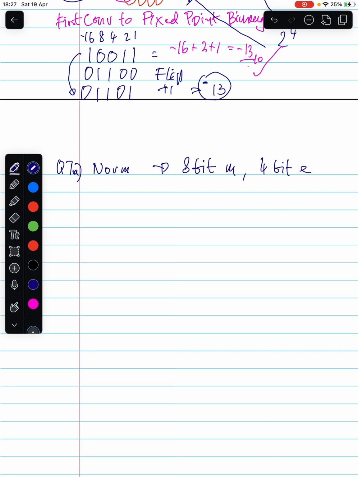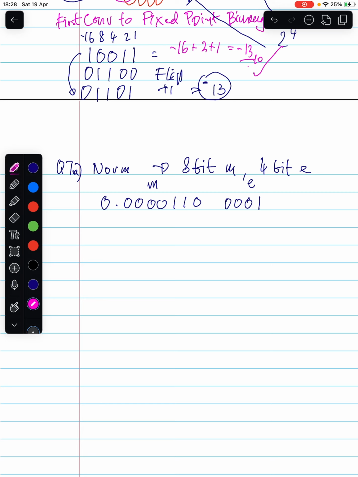Okay, so our source number that we are working with is 0.000001 10 and then 0.001. That's our mantissa and that's our exponent. So we've got to normalize this, so let's look at this.